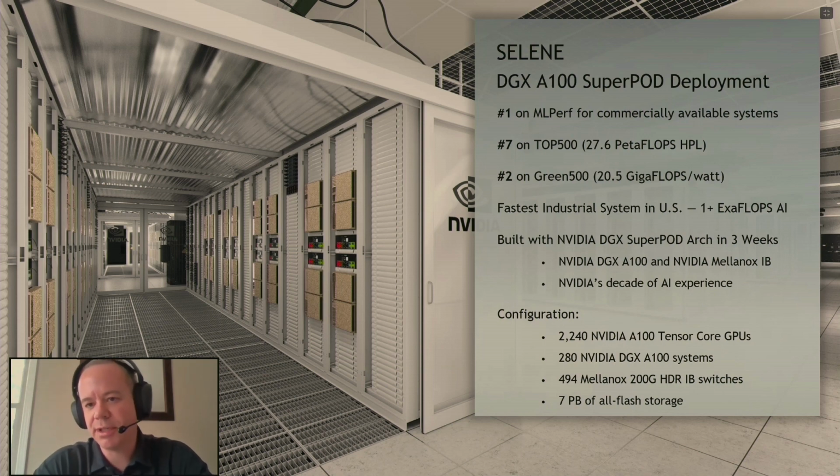It's built on a reference architecture that we work with our partners on to rapidly deploy systems. It's comprised of DGX A100s, Mellanox InfiniBand fabric, and it runs all of the software systems, from containers to open source schedulers, to enable people to hit the ground running. In this specific instance, it's actually 2 SuperPods that are connected. There are 280 DGX A100 systems, so 2,240 Tensor Core GPUs, and 494 Mellanox switches, and then 7 petabytes raw of all-flash storage.